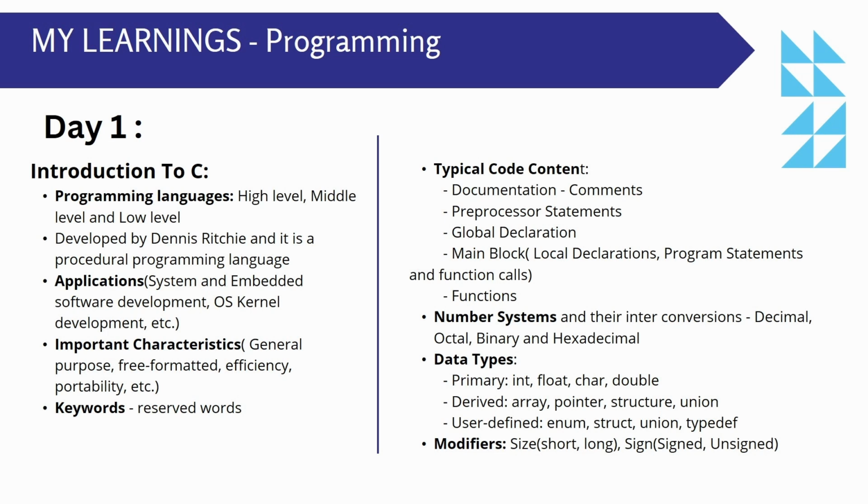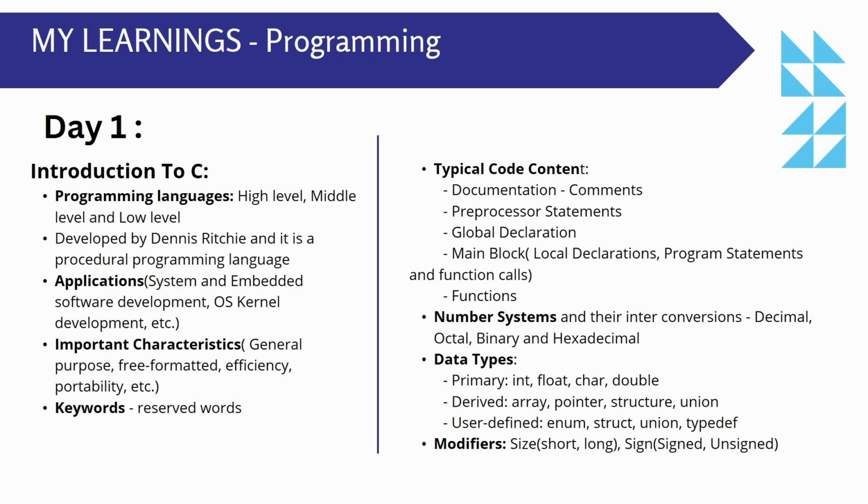Then we learned about keywords, which are reserved words. Then about the typical code structure, which includes documentation, that is comments, which can be multi-line and single-line comments. Then preprocessor statements, global declaration, main block statements, which include local declarations, program statements, and function calls. And then the function blocks.